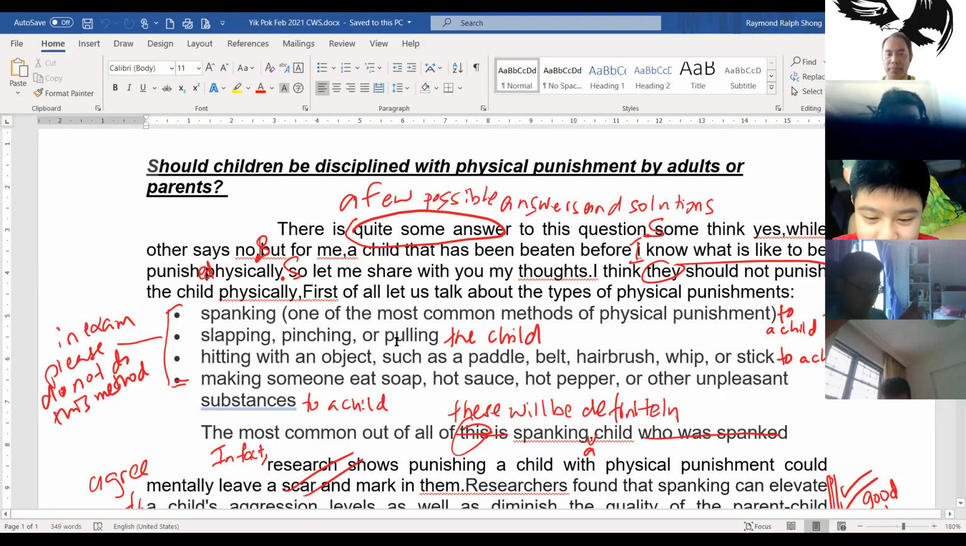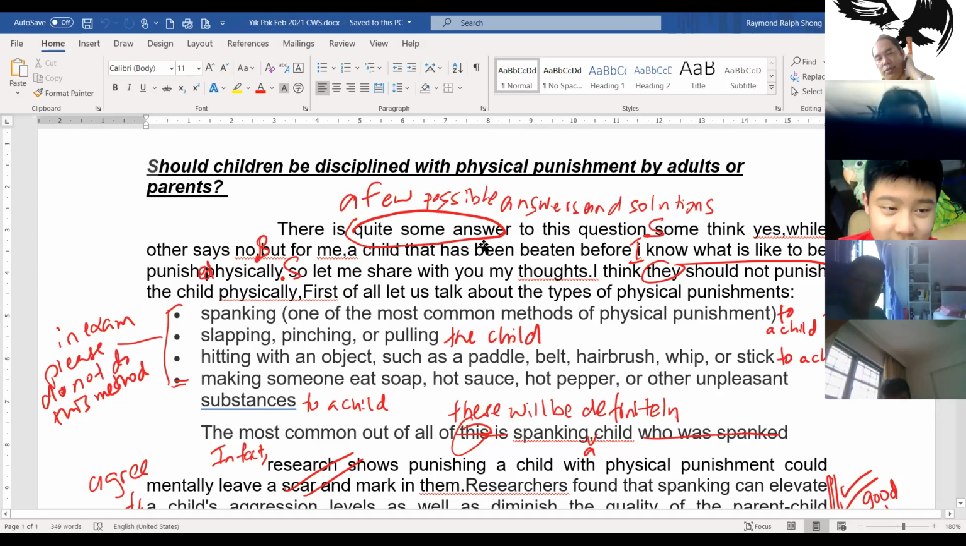Spanking. One of the common types of physical punishment: slapping, pinching, or pulling the child, hitting with an object such as a paddle, belt, hairbrush, whip, or stick, making someone eat soap, hot soap. Wait. Let's go back to the part on whip. Which whip are you talking about? Like whipping 啊，拿藤条咯，对吗？ Yeah, but then that's called cane, not whip. A whip is for horses, and usually much more pain. Whipping can also be cane. Carry on first. Thanks, Liang Ling.